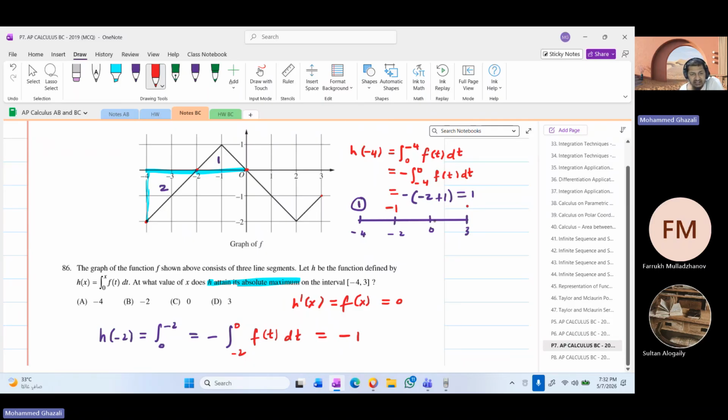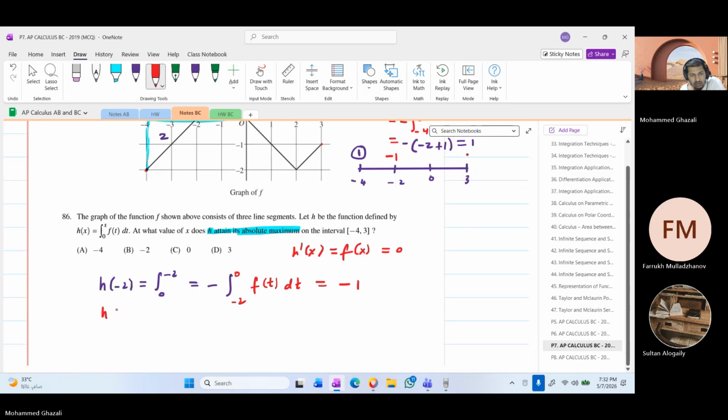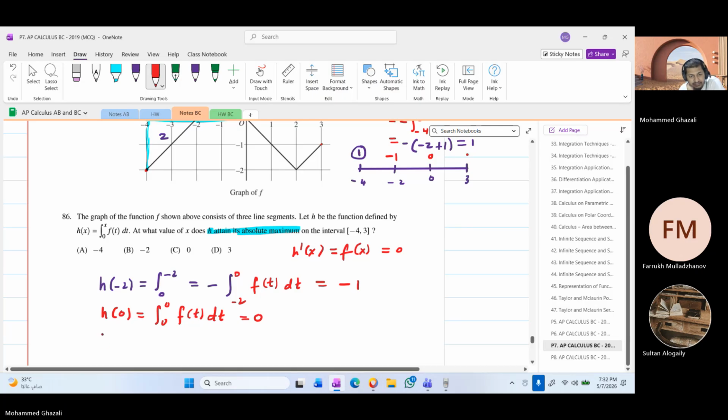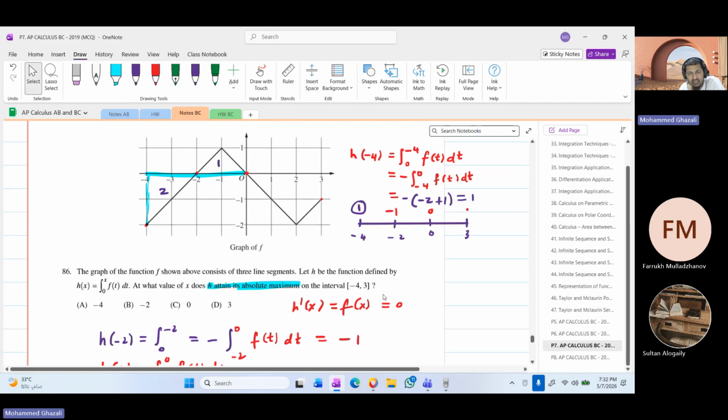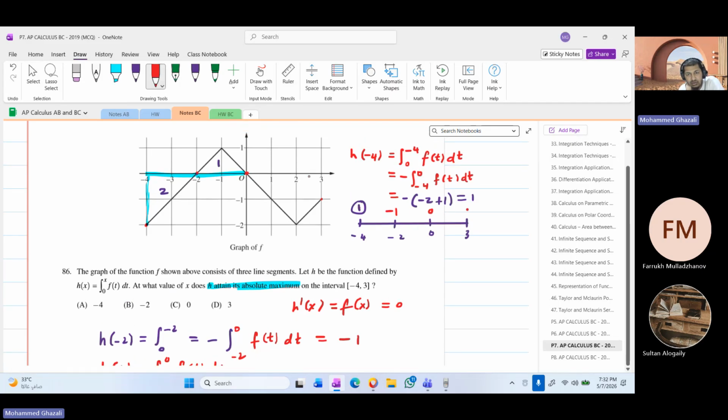Let's evaluate at 0. What is H of 0? H of 0 is the integral from 0 to 0 of f of t dt. So that answer is just 0. Okay, so H of 0 is 0. What about 3? H of 3 is equal to the integral from 0 to 3 of f of t dt. I want to find the area from 0 to 3. Area under the curve, okay?